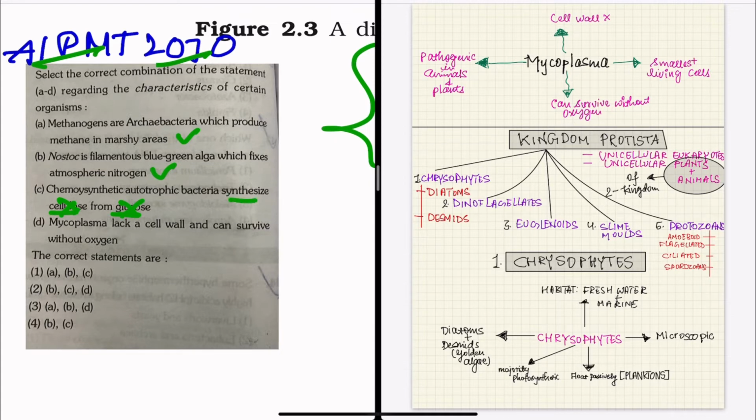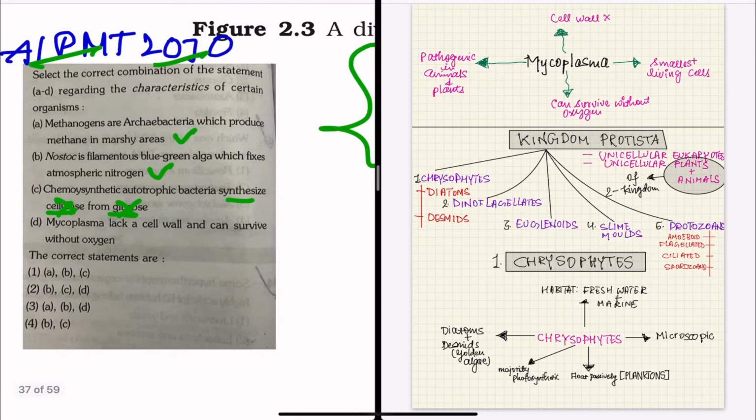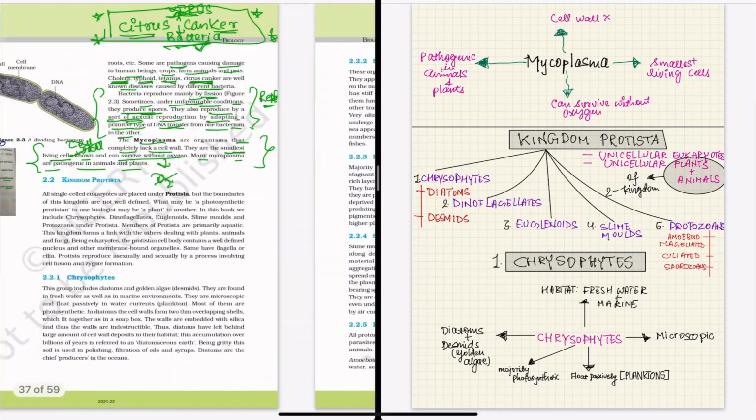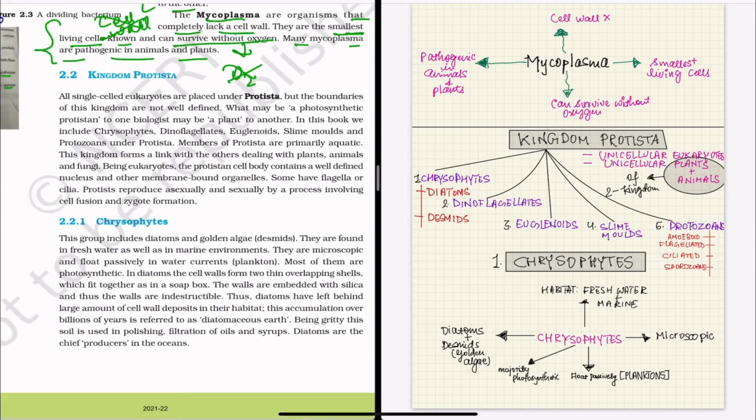Mycoplasma lack a cell wall and can survive without oxygen. Yes, they lack a cell wall. Yes, they can survive without oxygen. So these three options A, B, and D are right, and this third option is our correct answer. Now kingdom Monera is finished. Now we move to another kingdom, Protista.